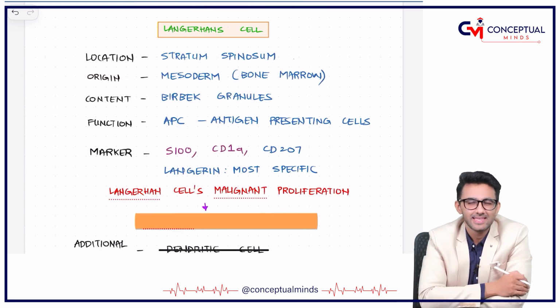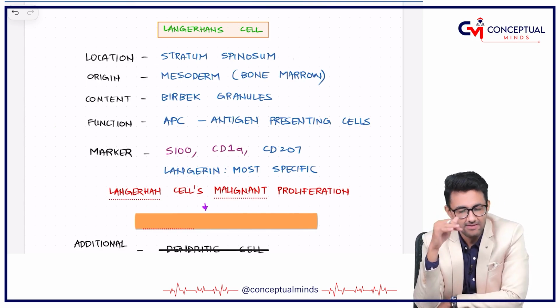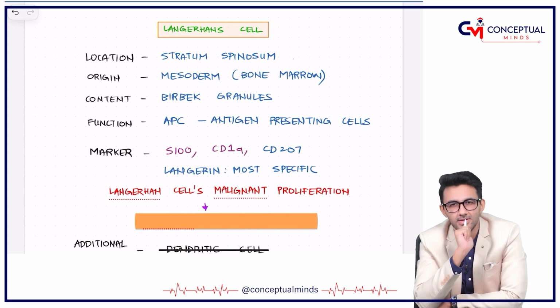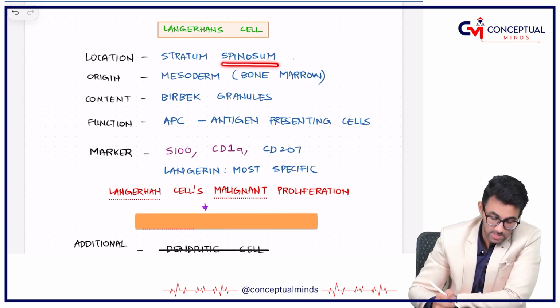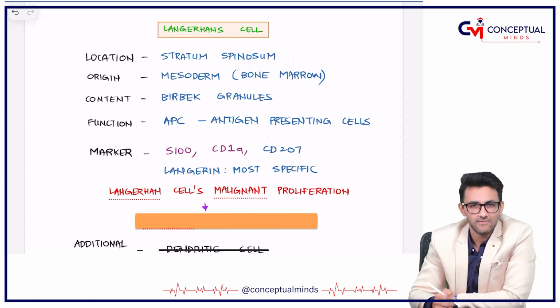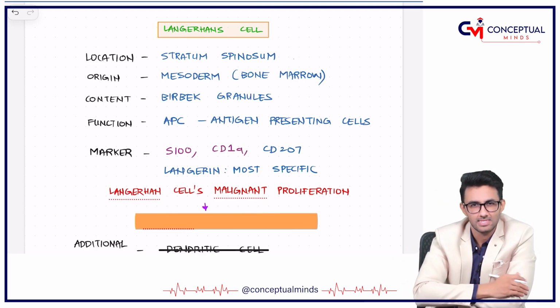The next cell is the Langerhans cell. Do you guys remember where the Langerhans cell was? Do you have that pictorial memory? We labeled the diagram, we did this, we did that. Which layer was it? In which layer is this? Stratum spinosum, right? Smart. Spinosum. So, big smart guys love coffee. Yes, spinosum.